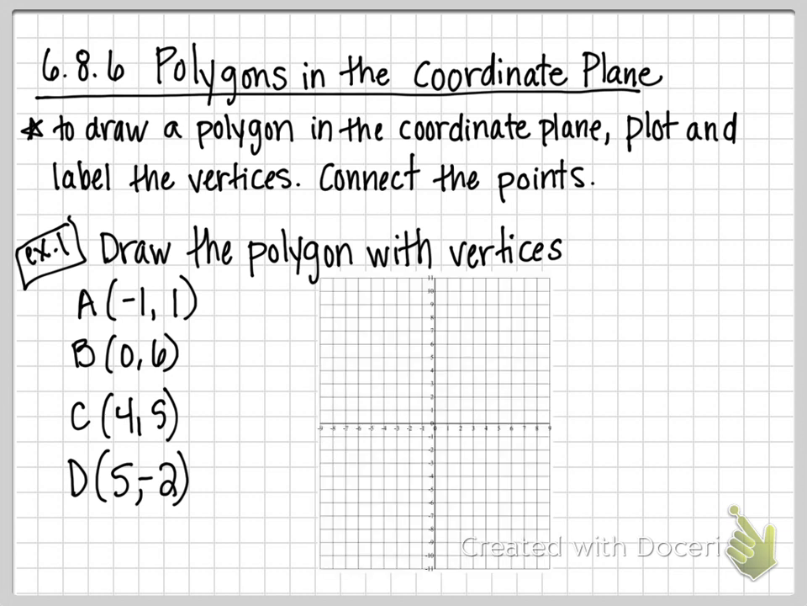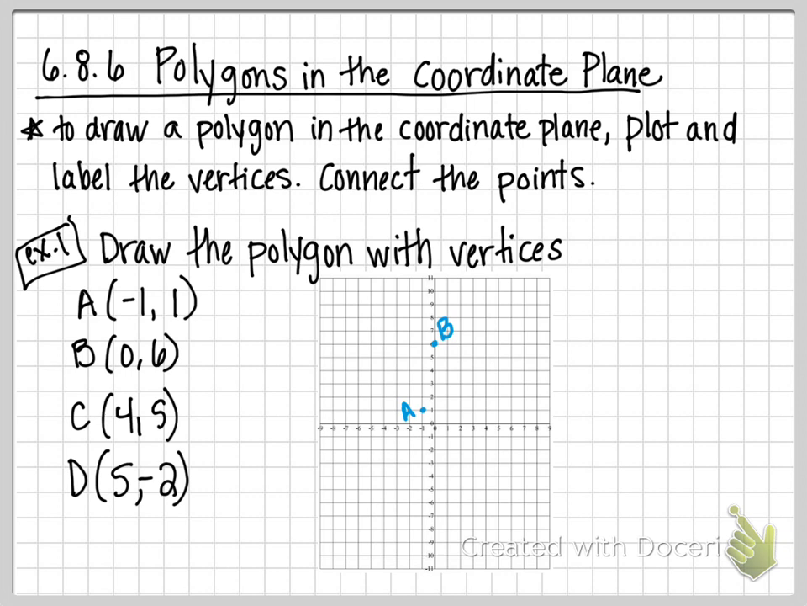Let's start by plotting point A. (-1, 1). That means I go left 1 and up 1. So my first point is right here. Point A. Point B is (0, 6). That means I go 0 left to right, so I'm going to stay on my y-axis, and I go up 6. So point B is right here on my axis.